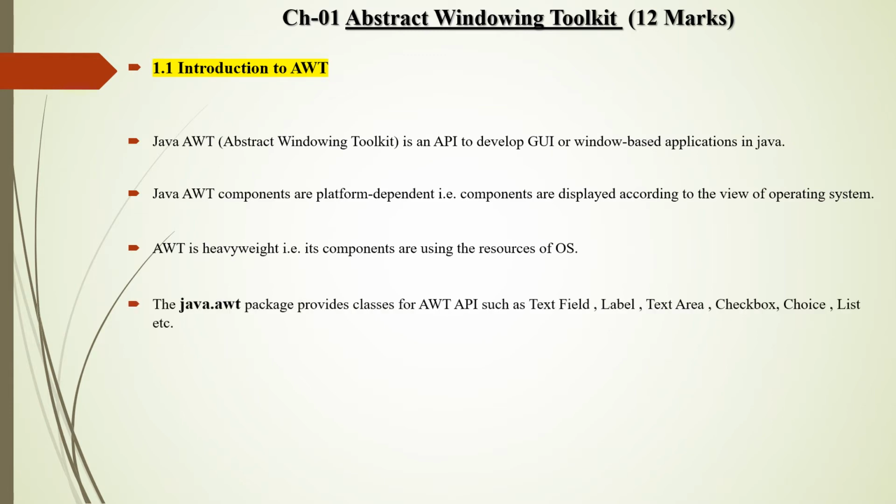Next one, the java.awt package provide classes for AWT API such as text field, label, text area, checkbox, choice list, etc. In last semester we study the subject Java programming. In that subject we study different packages like java.util, java.applet. Similarly, java.awt is one package. That package is studied in this first chapter, which contain the various subclass regarding AWT components.